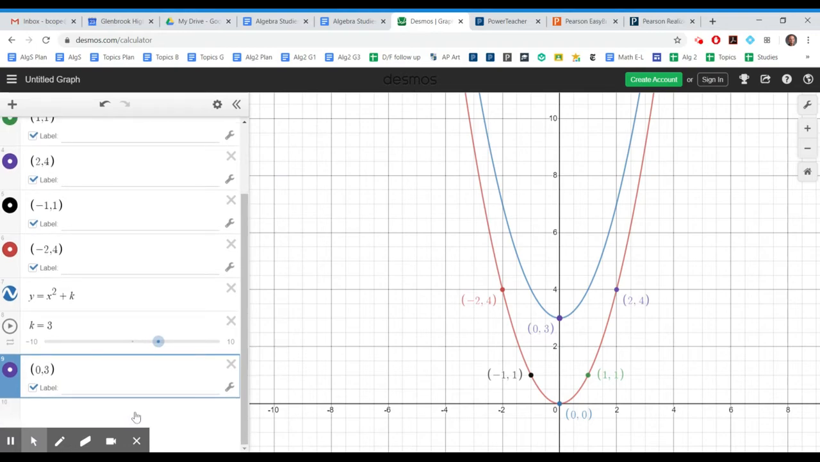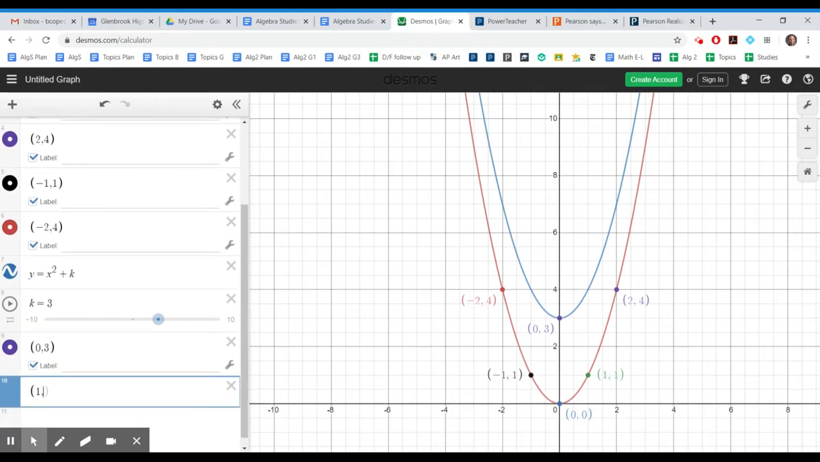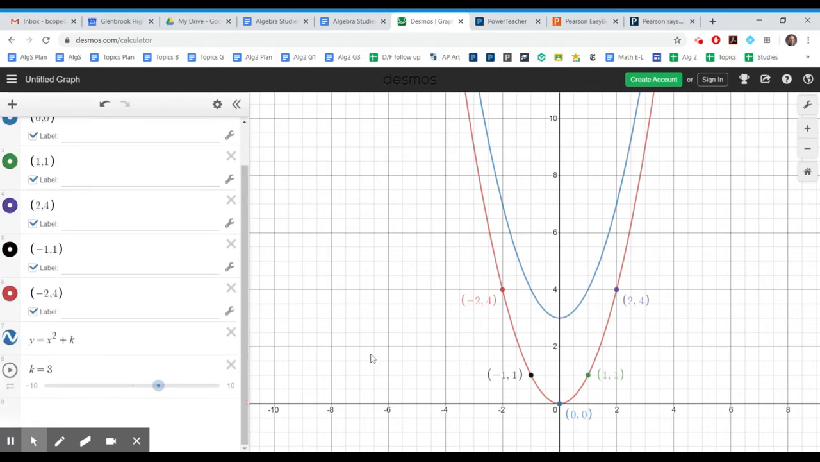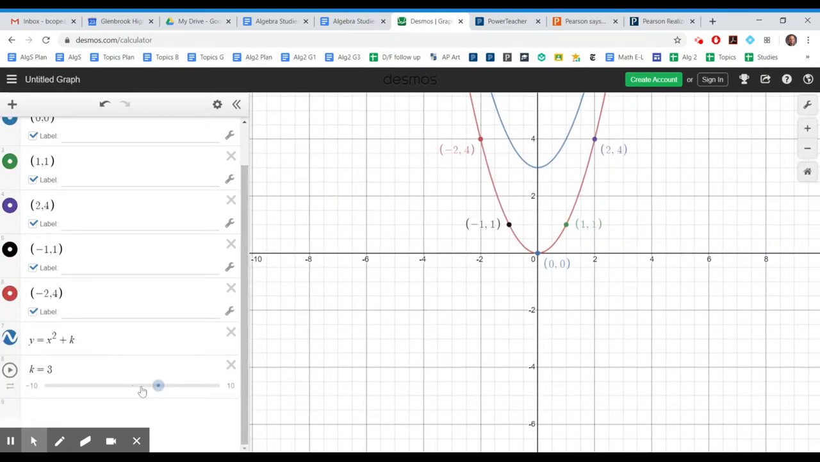Notice that the point 1, 1 also got moved up. So now it's at the point 1, 4, and that point is on the new parabola, okay? I could do that with all the other points as well. I'm going to get rid of those points and go back to see what happens if k goes negative. So right now we're looking at a case that's like y equals x squared plus 3. If I drop k down, there it is at the origin.